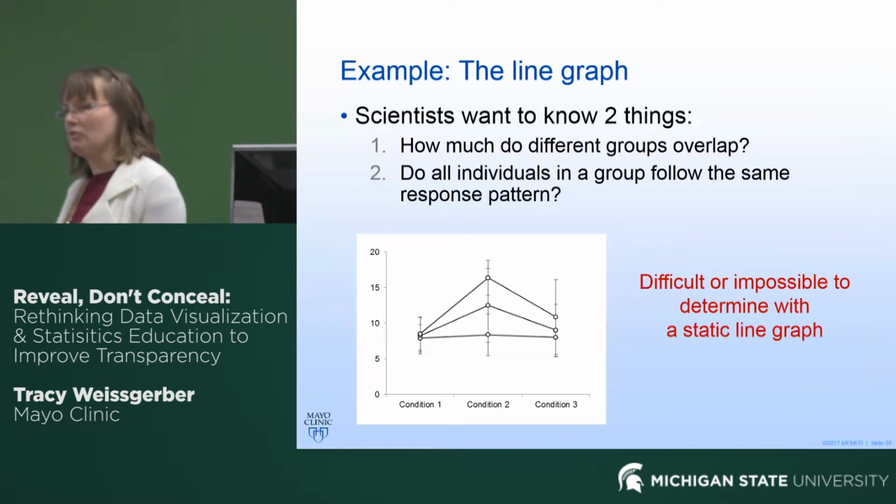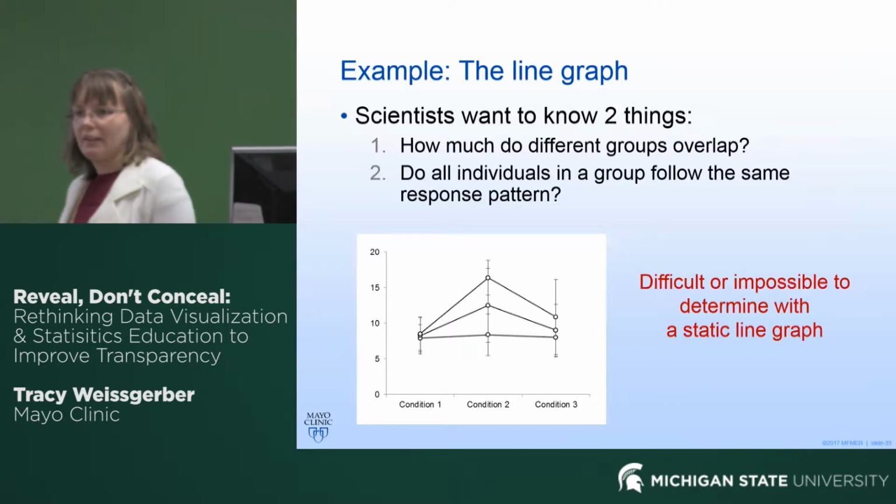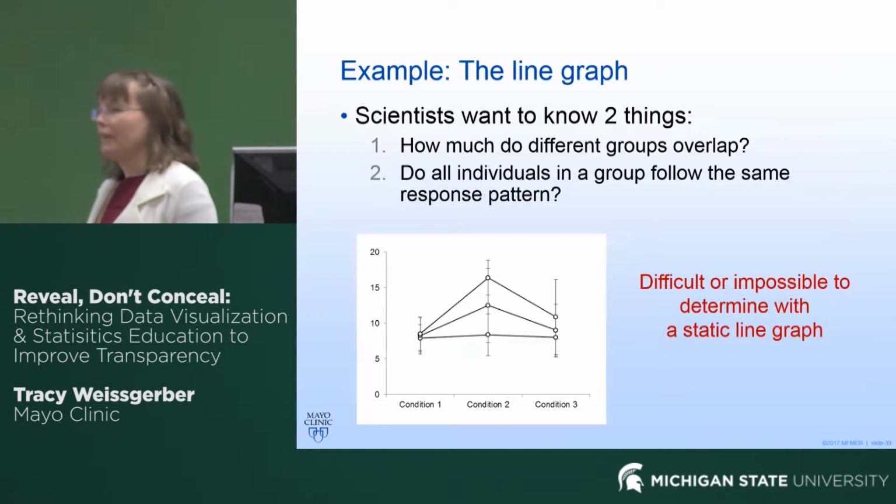There are two pieces of information that we really want to have as scientists, and they're hard to get out of a line graph. The first thing we want to know is how much do different groups overlap? And depending on the line graph, this can be really difficult to tell. We often end up with something that looks like this, where we have a lot of overlapping error bars, and it's hard to tell which set of bars goes with which group the overlap is. The second thing we want to know is, do all the individuals in a particular group follow the same response pattern? There is no information about that on a line graph. A line graph tells us what happens to the group on average, but there are no individuals in this graph. So we get no information there.